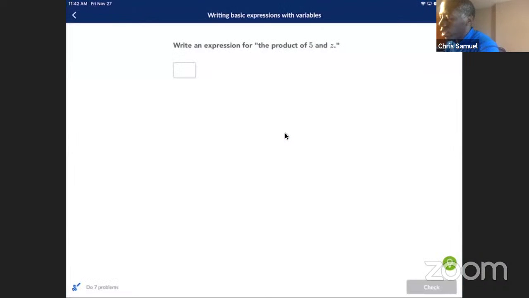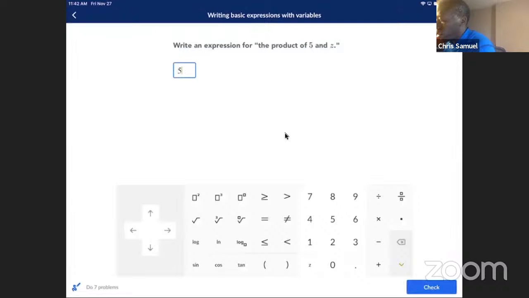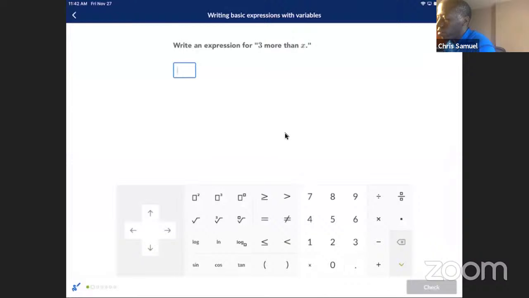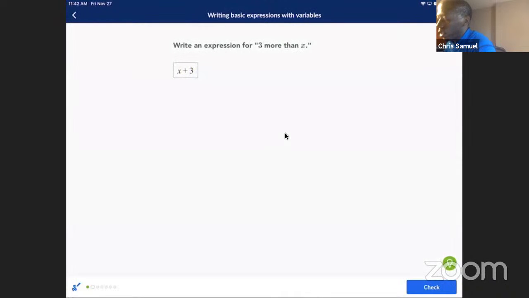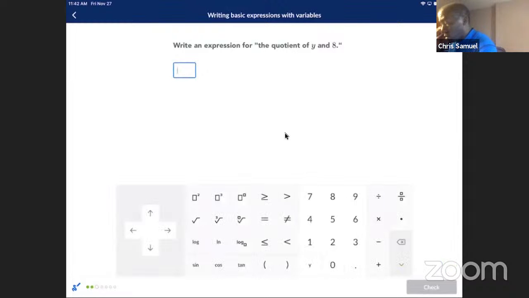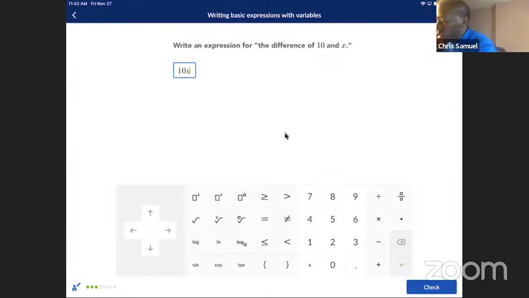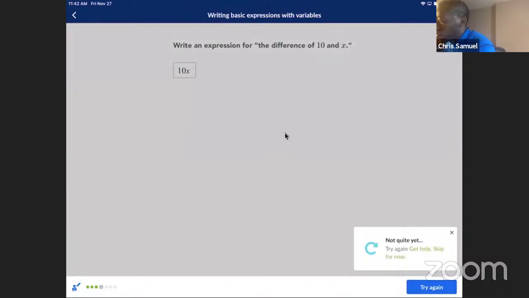Let me just run through that again. So we have 5z, and you have 3 more than x. I said, write an expression for 3 more than x, so that would be x plus 3. Then you have here, write the quotient of y and 8. So the quotient would be y divided by 8. And there's here 10x. Oh, wait, the difference.